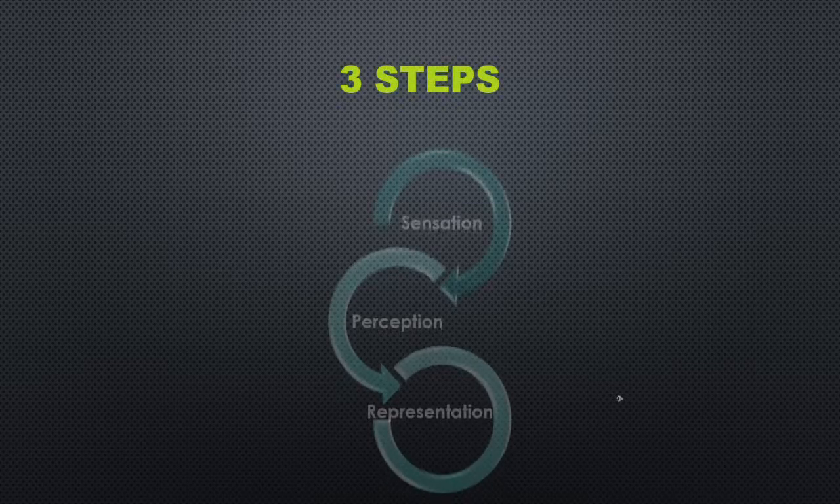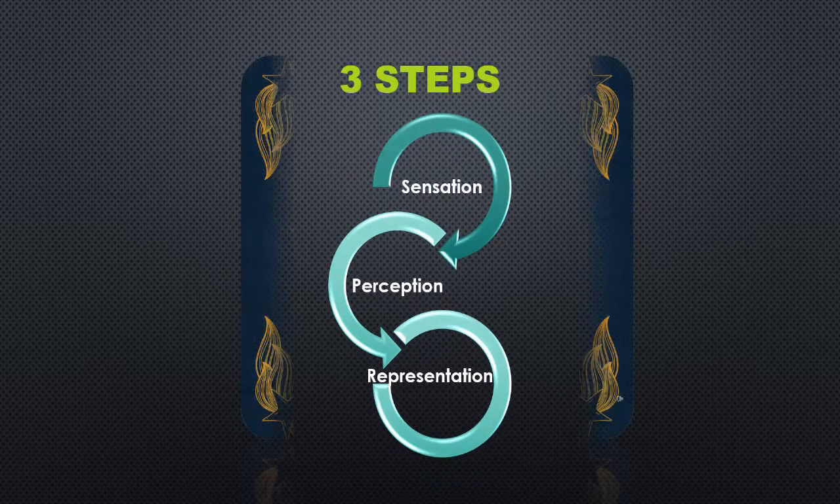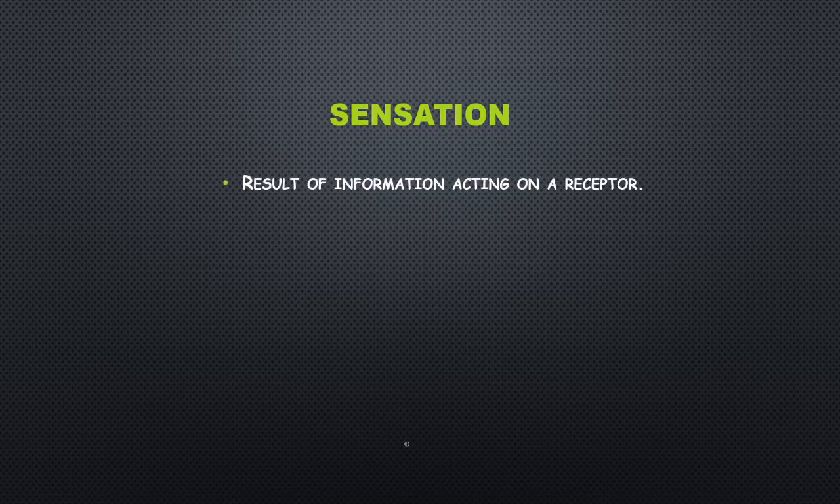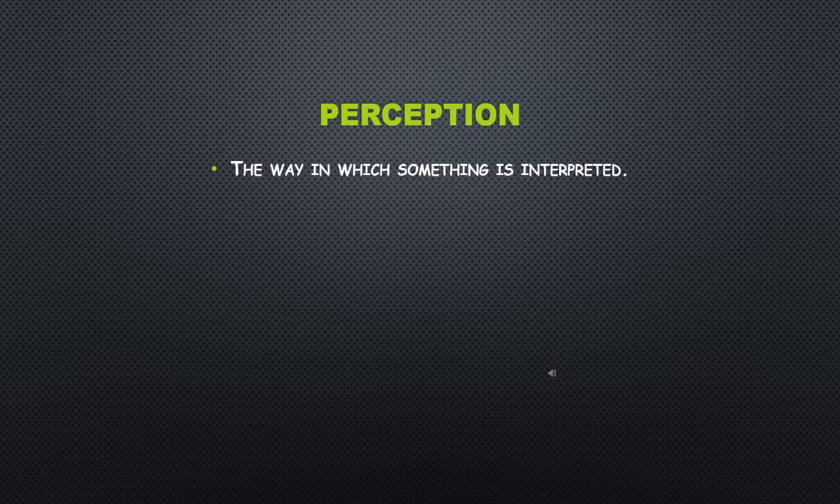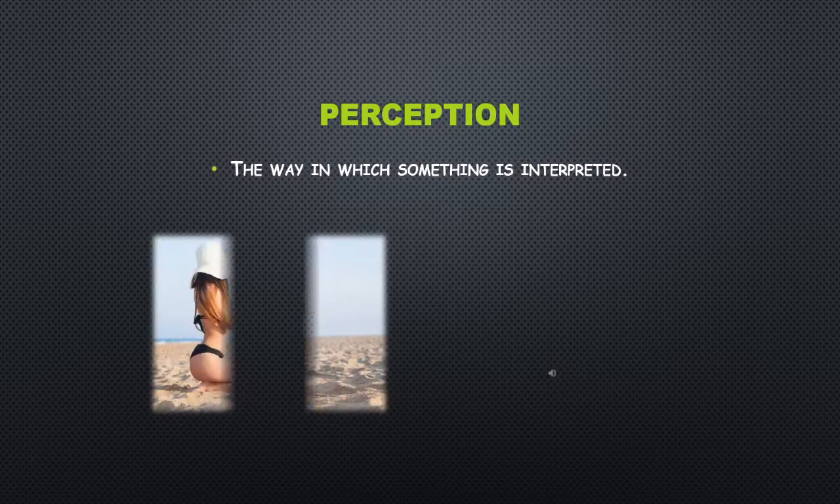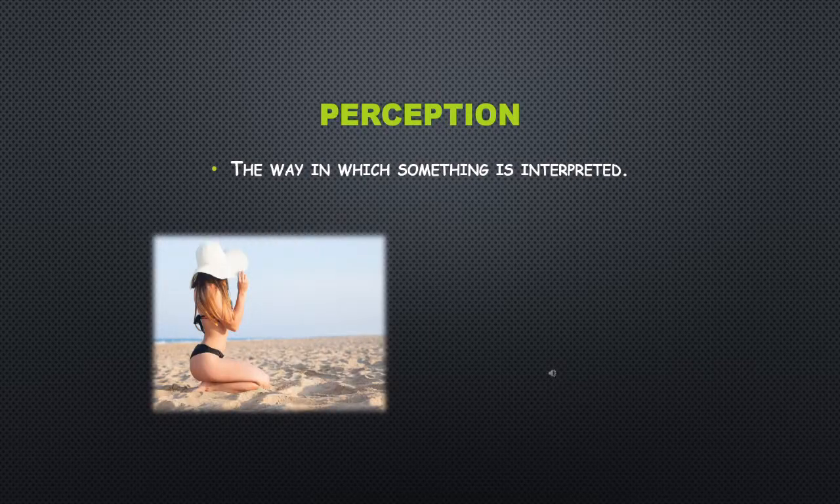Before anything, we need to understand what sensations, perception, and representations are. Sensation is the result of information acting on a receptor, like sun burning the skin, which produces a sensation of heat. Perception is a complex association of sensations, or the way in which something is interpreted. To build on our example, the sun might be burning your skin, which you perceive as very annoying, but your friend may perceive that as very nice.